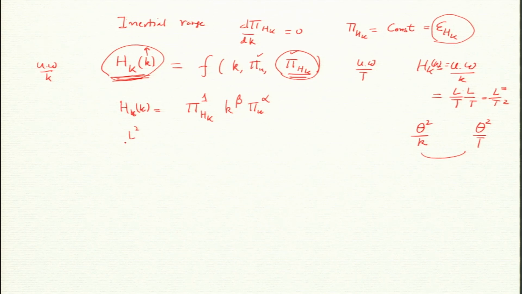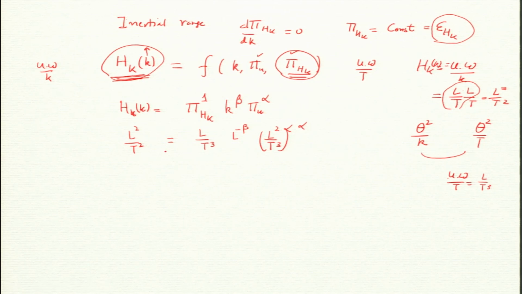So, the left hand side, I said, Hk has dimension of L squared by T squared. This one has dimension of Hk by T. So, this is u dot omega by T. How much is that? U L by T cube, right, L by T cube. So, 1 by T here, 1 by T here, and L by T cube, L by T cube. This is L to the power minus beta, and pi u is L square by T cube to the alpha.